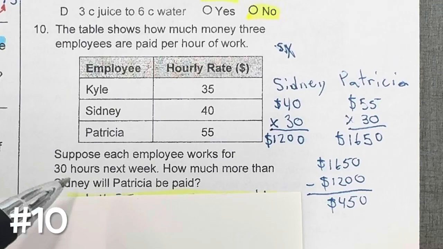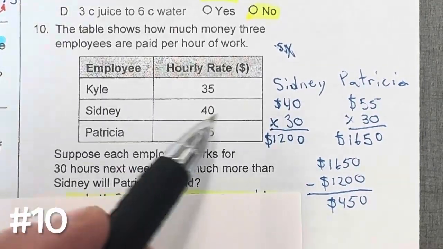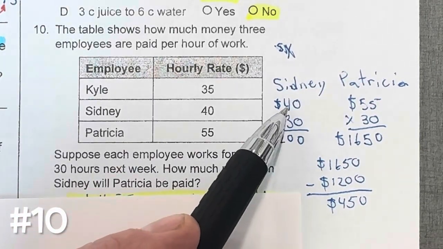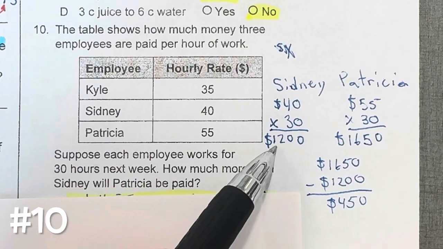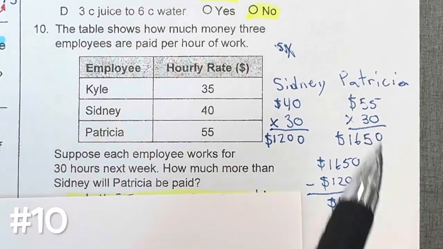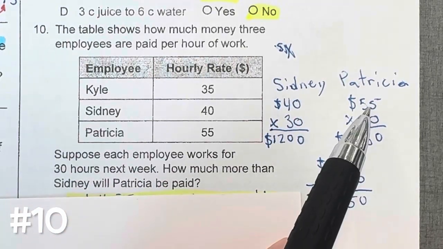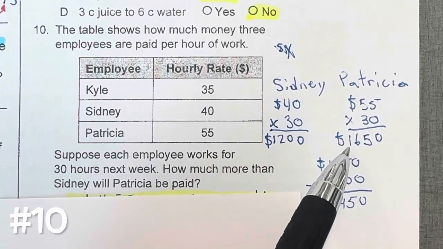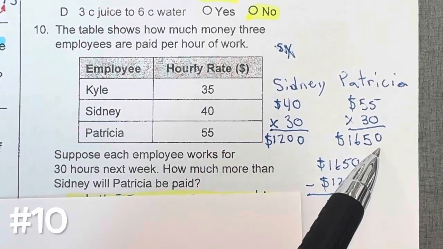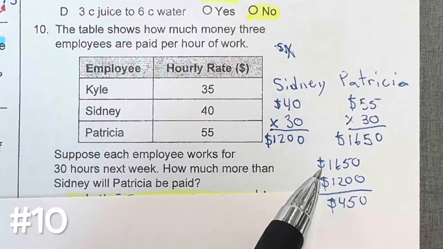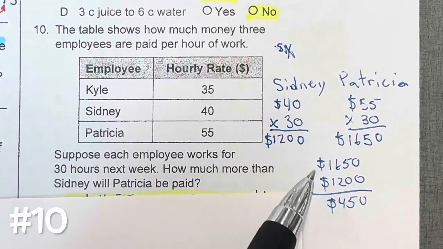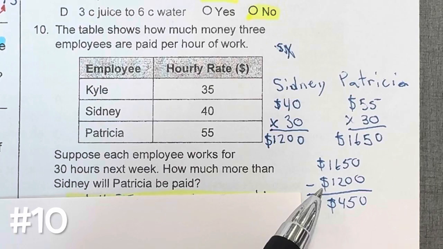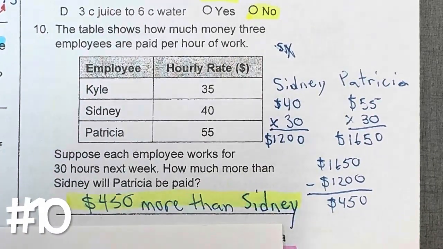So we'll find out for Sydney, if she works 30 hours and she makes $40 an hour, that comes to $1,200. Patricia makes $55 per hour, and if she works 30 hours, that works out to $1,650. And now we have to find out, well, how much more will Patricia make than Sydney? So the difference between the two, which is $450.